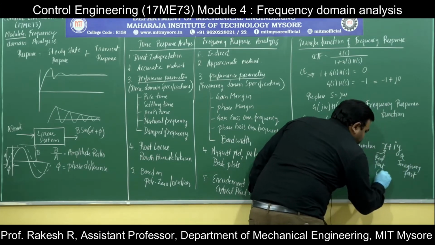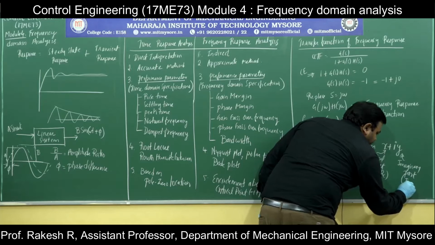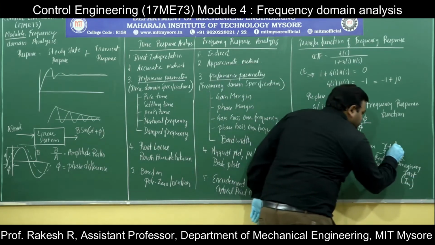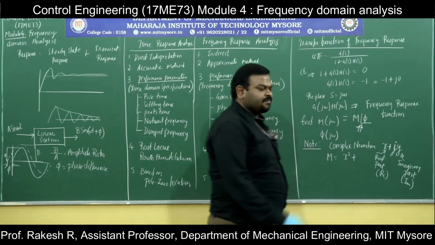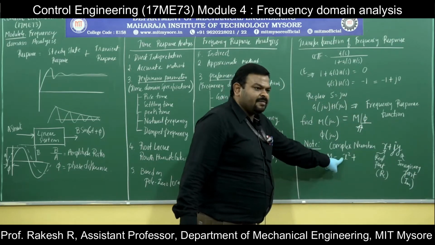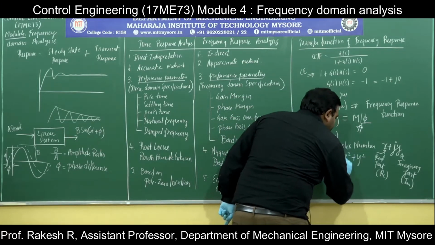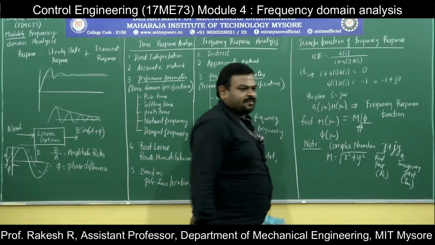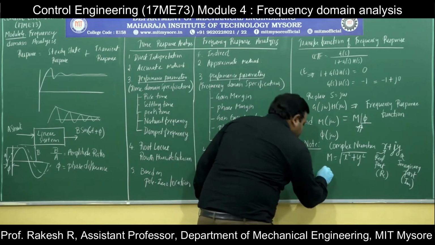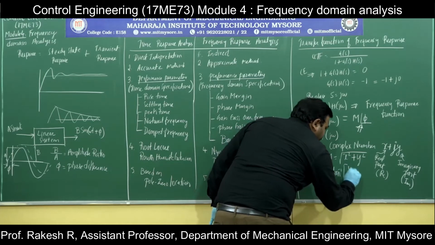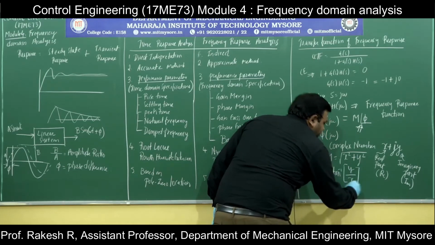So real part I will call as real, imaginary I will call as im. Instead of iy they can also call jy. So magnitude will be equal to square root of real part square, that is x square, plus imaginary part square, that is y square. What is the phase angle? Phase angle will be tan inverse of imaginary part divided by real part.